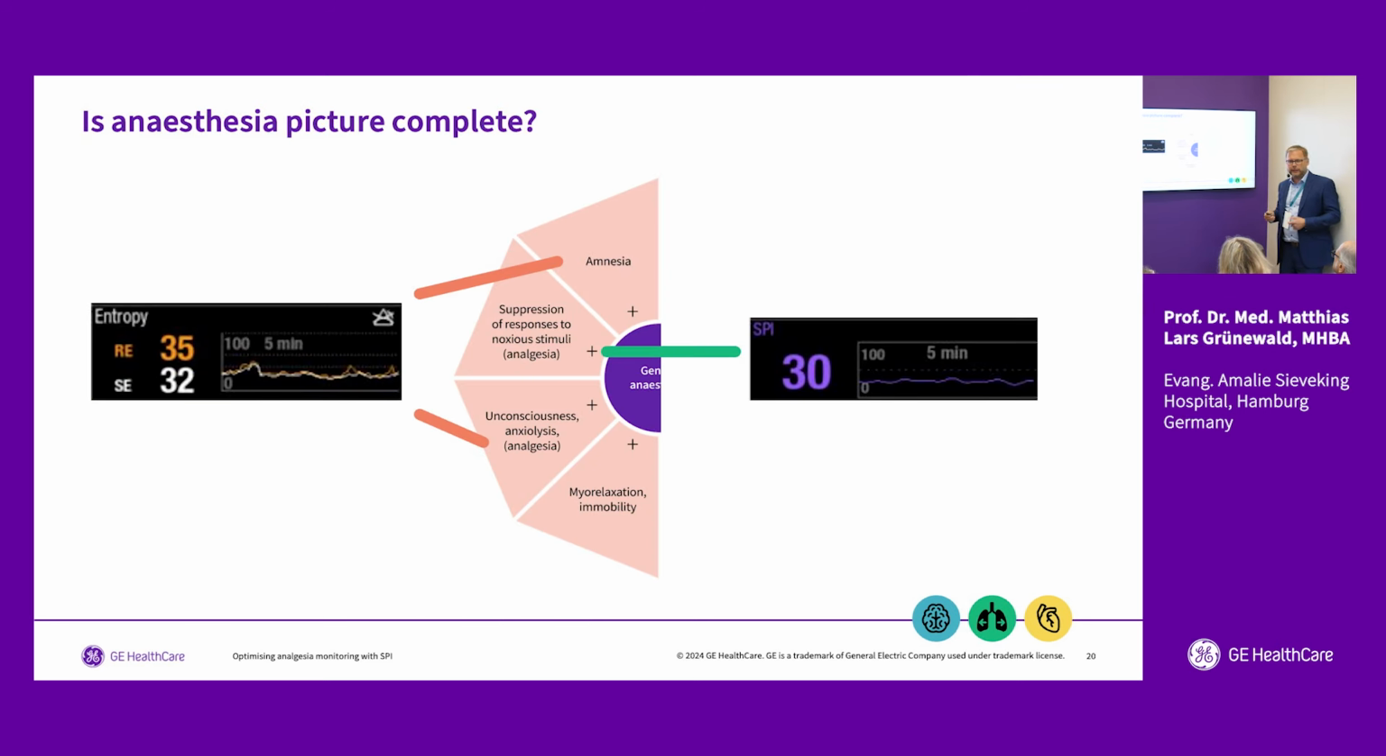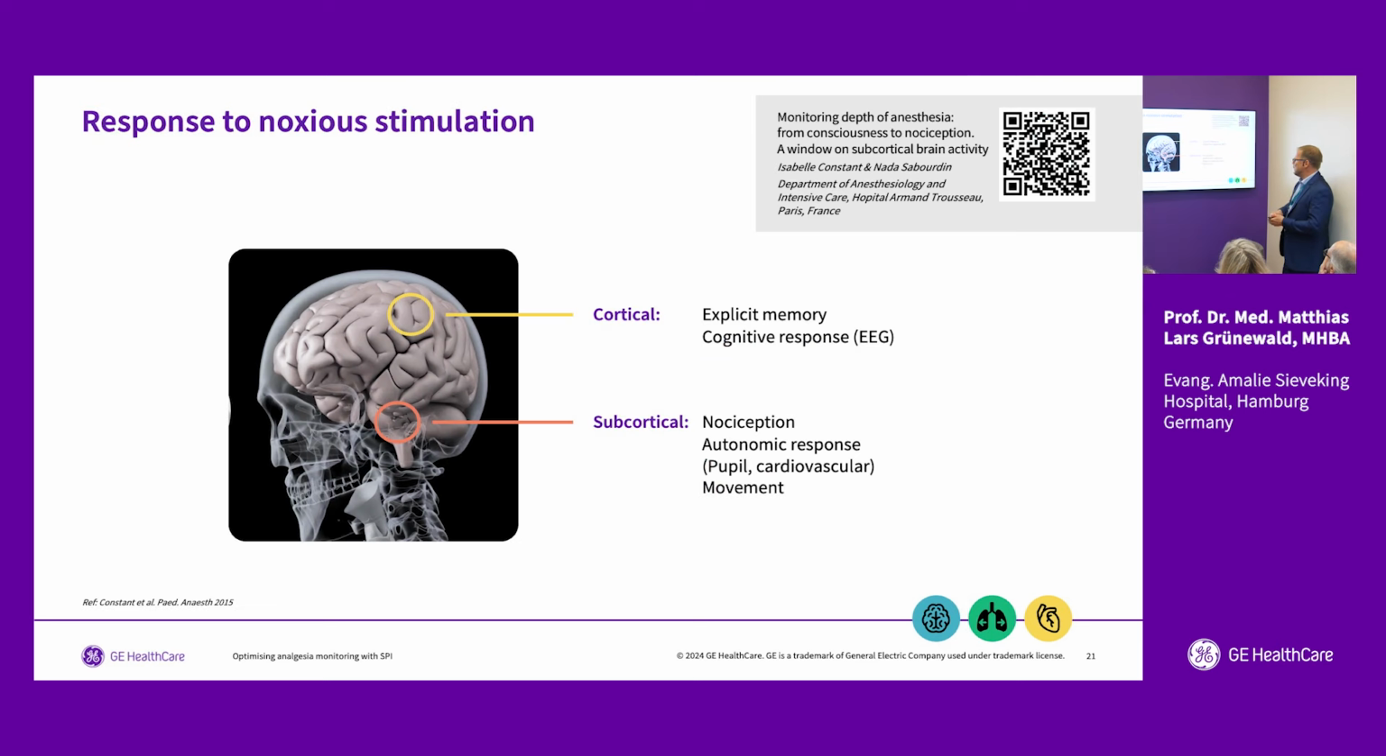Is that all, looking at entropy and hypnosis effect, when we talk about our components of anesthesia or balance of anesthesia or depth of anesthesia? I think no, it isn't. Because we have the suppression of response to noxious stimulation, also known as analgesia. And the surgical pleth index, which I introduce to you now, is one option to get a better view of the analgesia component of anesthesia.